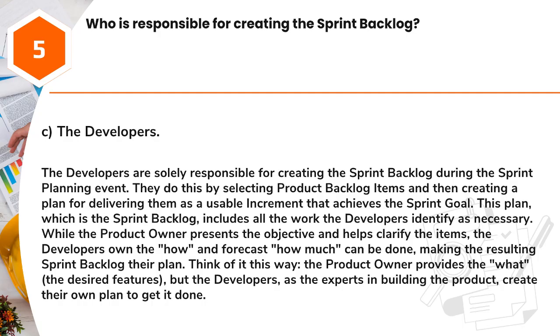They do this by selecting product backlog items and then creating a plan for delivering them as a usable increment that achieves the sprint goal. This plan, which is the sprint backlog, includes all the work the developers identify as necessary. While the product owner presents the objective and helps clarify the items, the developers own the how and forecast how much can be done, making the resulting sprint backlog their plan.